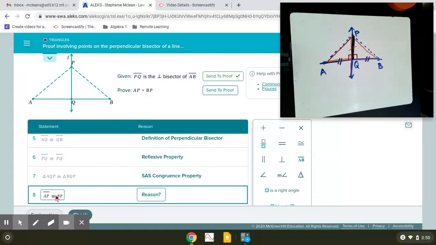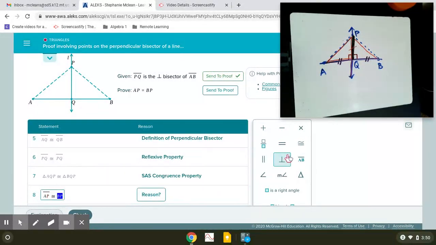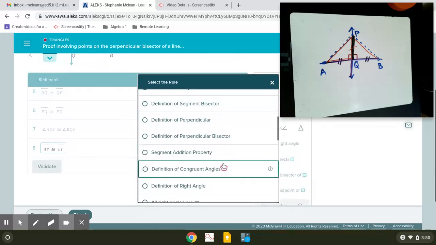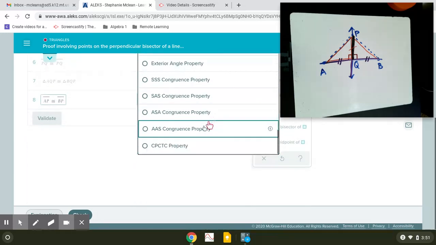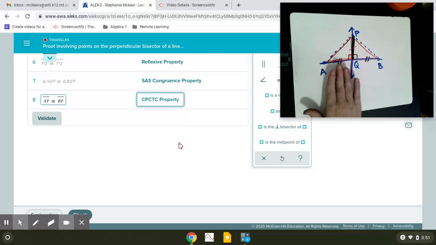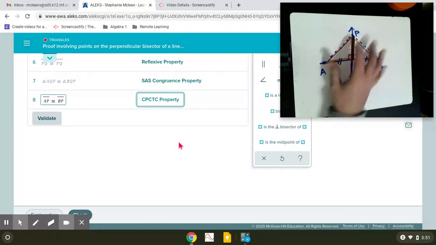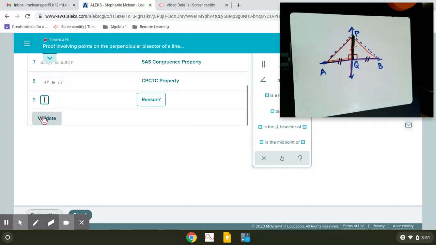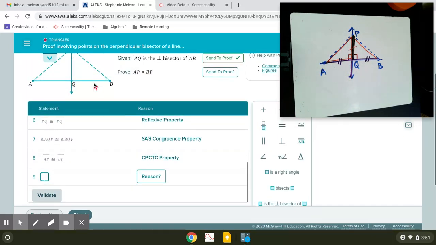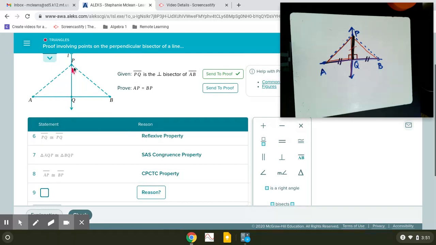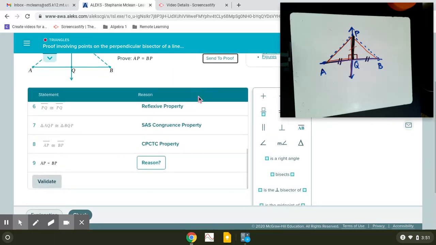Oops, I did not put my segment in there. So, segment. And that is the CPCTC property. That's because if I take this triangle on the left and fold it over that line down the middle, side AP will line up with side PB, their corresponding parts. Since we showed that the two segments are congruent, we can send this last line to the proof.